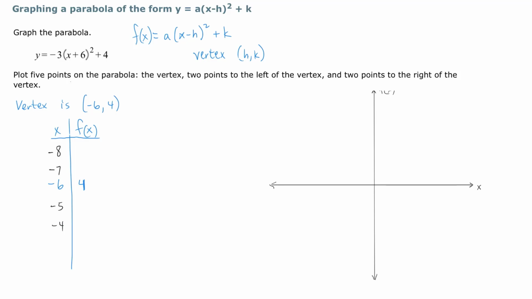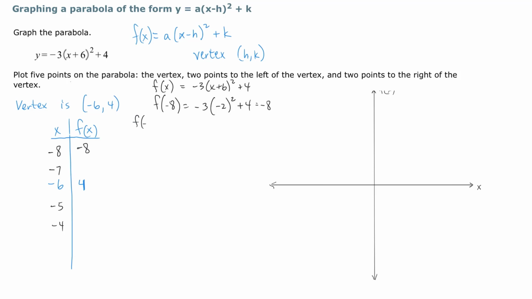Let's find f of -8. F of -8 is -3 times the quantity -8 plus 6, which is -2, squared, plus 4. So what is f of -8? It's going to be 4 times -3, which is -12. -12 plus 4 is -8.